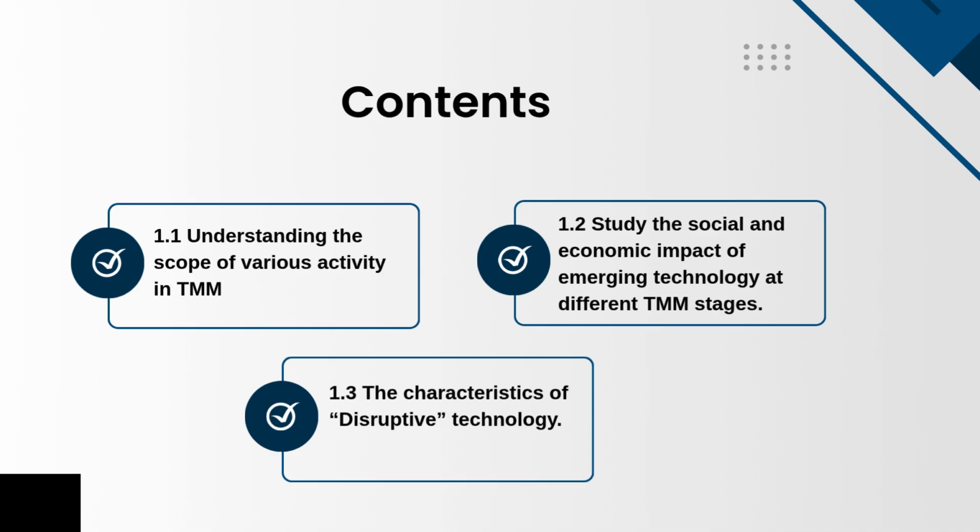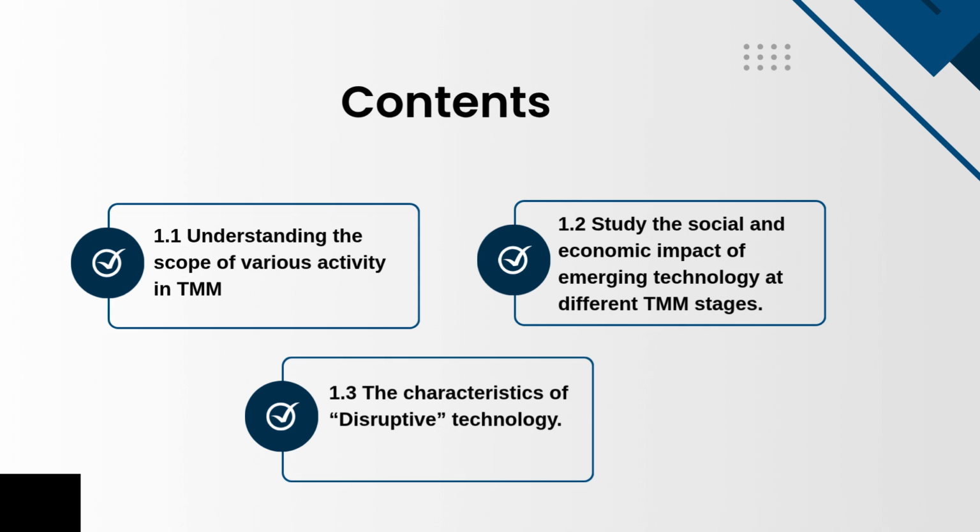Next, Section 1.2. Study the social and economic impact of emerging technology at different TMM stages. In this topic, I will discuss how emerging technologies affect society and the economy at different stages of the technology maturity model. The discussion will include aspects such as improved productivity, employment opportunities, innovation, and the challenges that may arise during the technology development process.